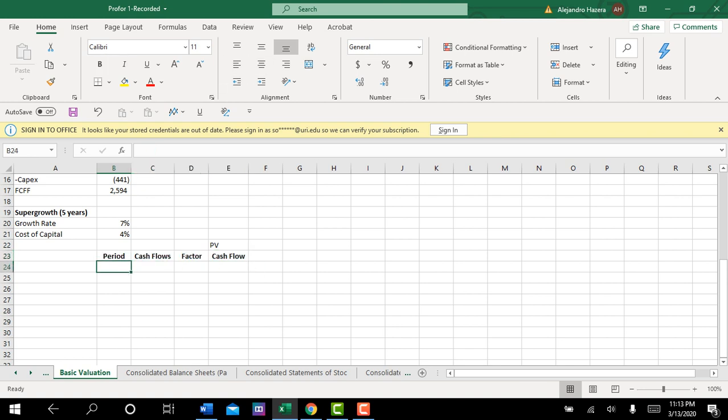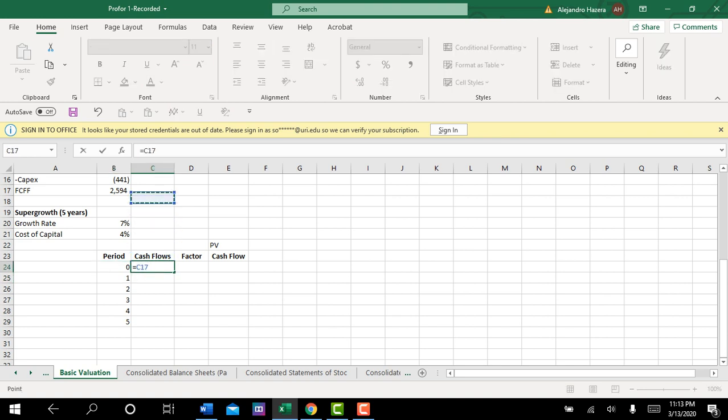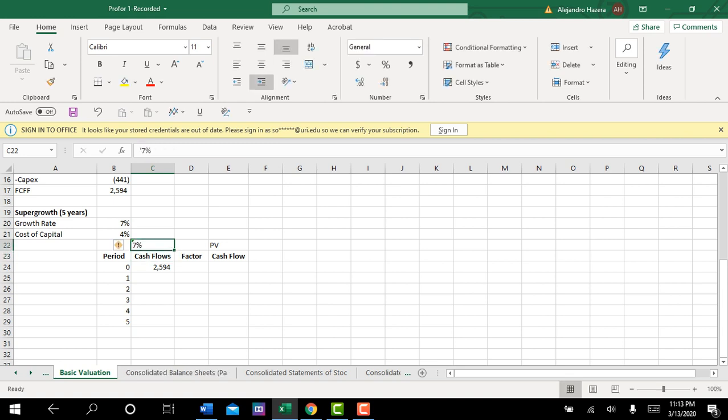It's a 5-year model, but I'm going to put 6 periods in here. Period 0 is now, and I'm just going to use it as a reference, and then 5 more periods, 1, 2, 3, 4, and 5. Our period 0 cash flow is that amount right there. We're assuming for this phase of the model that the cash flows are going to grow at 7%. So I'm going to put 7% up here as a reference, and all we're going to do is start with this number and grow the cash flow.